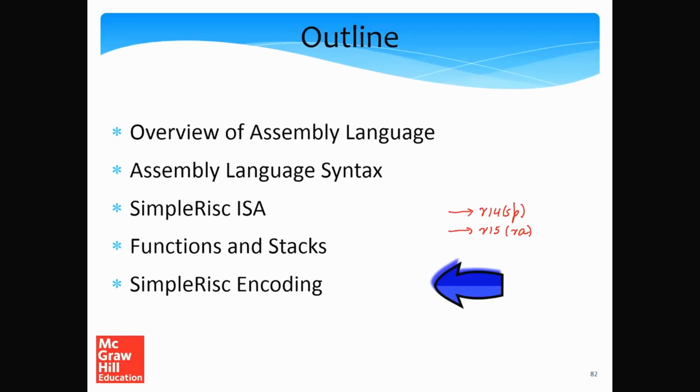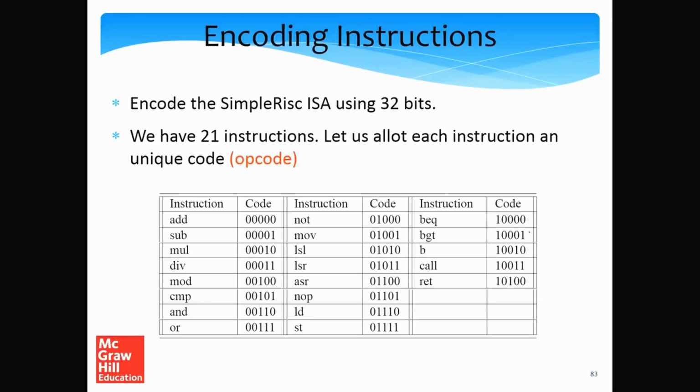Now let's look at an encoding of the instruction set in binary bits. So basically, if you have 32 bits, we need to be able to encode all the instructions, because after all, the computer does not understand assembly, it only understands zeros and ones. So every assembly instruction needs to be encoded in simple zeros and ones. So we have 32 bits to encode the instructions, because it's a 32-bit instruction set. And we up till now have introduced 21 instructions.